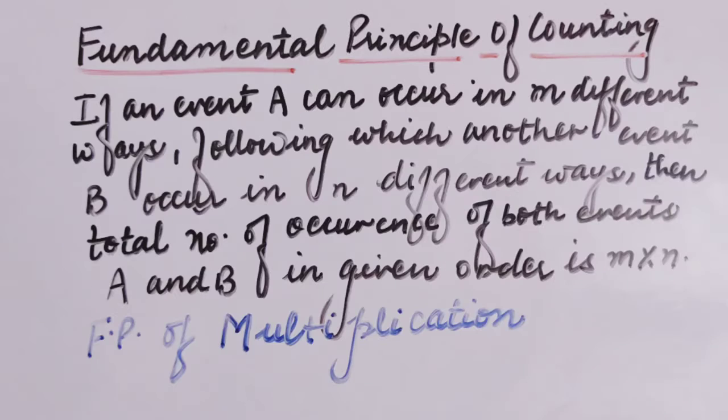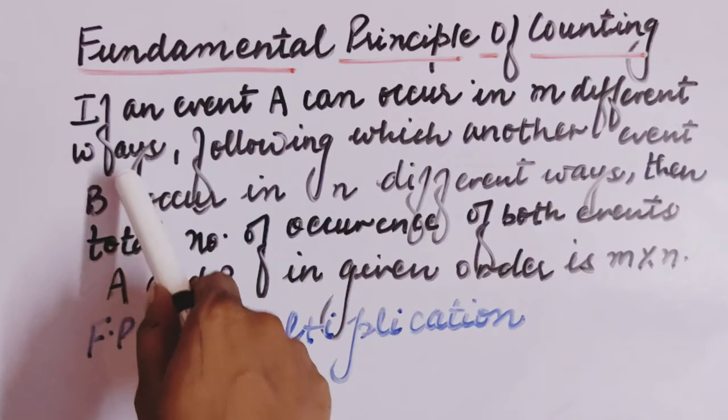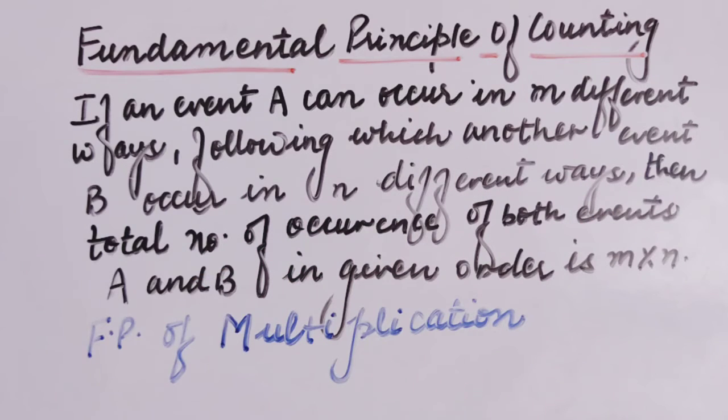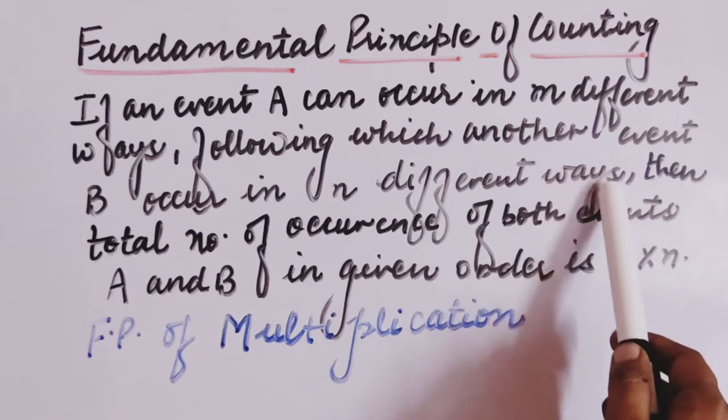Fine students? So students, from that example we can conclude what our fundamental principle of counting is. It is: if an event A can occur in m different ways. If we are associating this with that example, Savita was having 3 entry gates and she can enter the cinema hall in how many ways? 3 ways. Following which another event B occurs in n different ways.